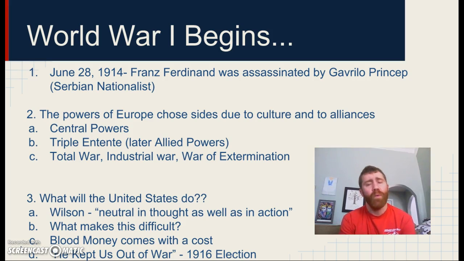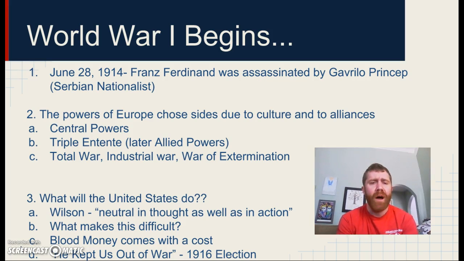The Triple Entente, which will later be known as the Allied Powers, will be Russia, France, and Great Britain. Italy in 1915, even though they had been originally allied with the Central Powers, will switch sides. They were actually neutral in the first year of the war, but they will switch sides and formally join the Allied Powers. And the United States in 1917 would join the Allied Powers.